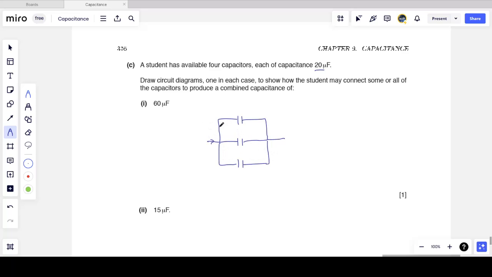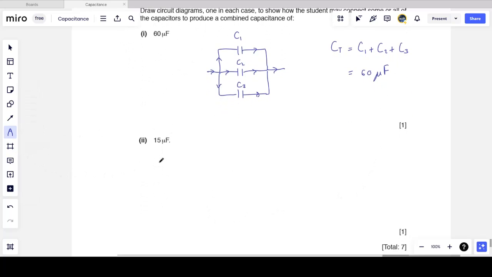And I have current going in there, splitting, rejoining, and so this is clearly a parallel branch, and I don't have to label anything, but this is C1, C2, and C3. So the total capacitance for capacitors in parallel is C1 plus C2 plus C3, which in this case is 60 microfarads, 20 plus 20 plus 20. They didn't ask us to do the calculation, they only asked us to draw the diagram. So the diagram was more than sufficient.